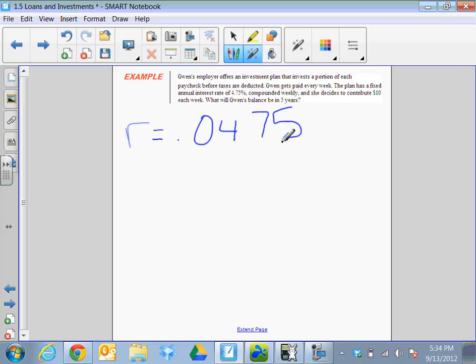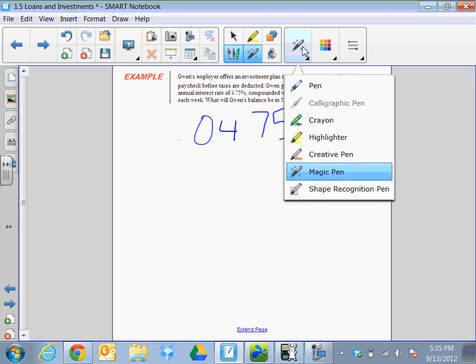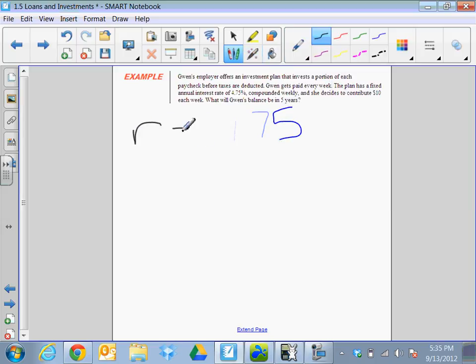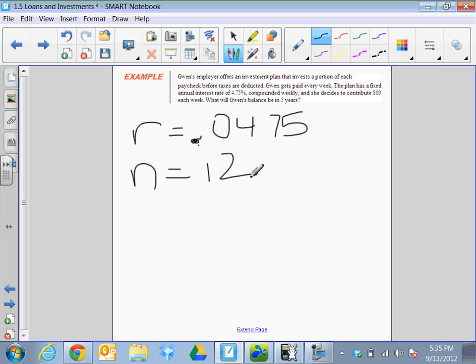0.0475. Again, so we are converting the rate from a percent to a decimal, 0.0475. So it says it's compounded weekly. Now we're just going to remember that the denominator in that fraction from our formula is going to be 12. Let's call that n, which indicates the number of times compounded. So that's going to be 12 times per year. Oh, actually 52. I just realized it said weekly and not monthly. So that n is going to be 52.